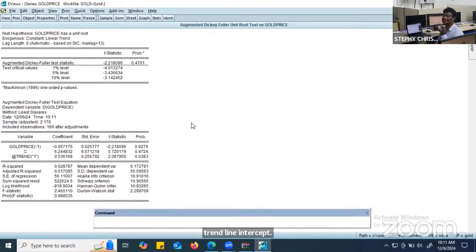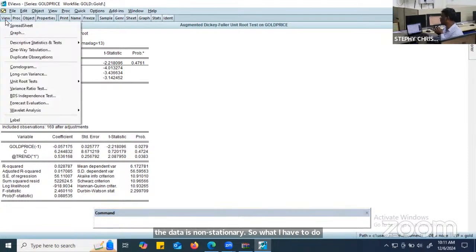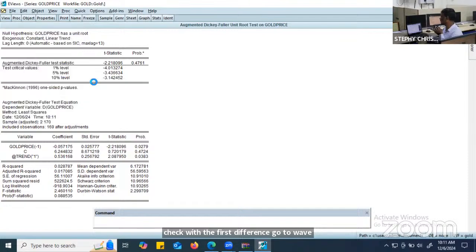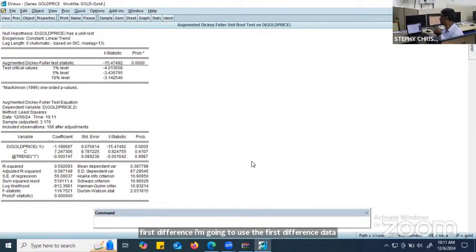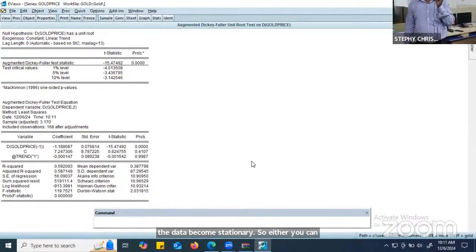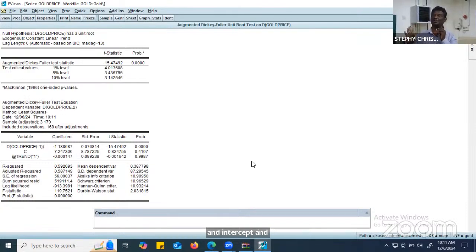The data is non-stationary. So what do I have to do? Check with the first difference. Go to View, Unit Root Test, and choose first difference. I'm going to use the first difference data because the level is already non-stationary. Just click OK. Now you see the data becomes stationary. So you can construct the equation with intercept and trend. This is about the stationarity test.